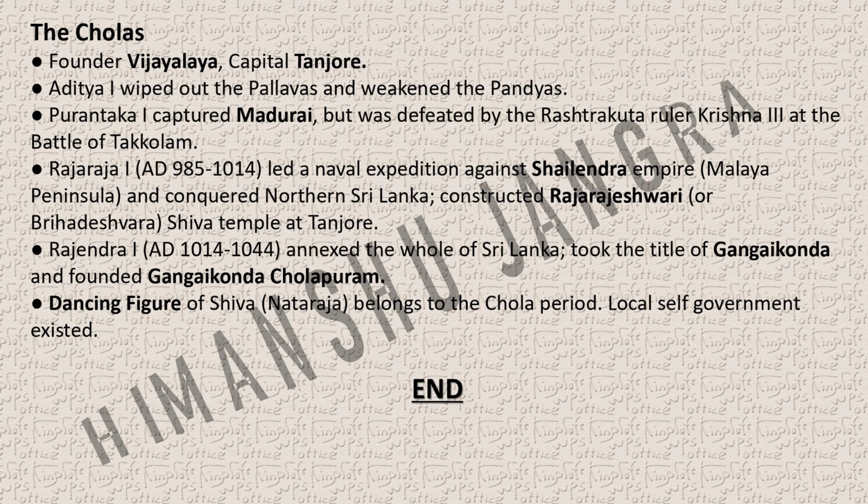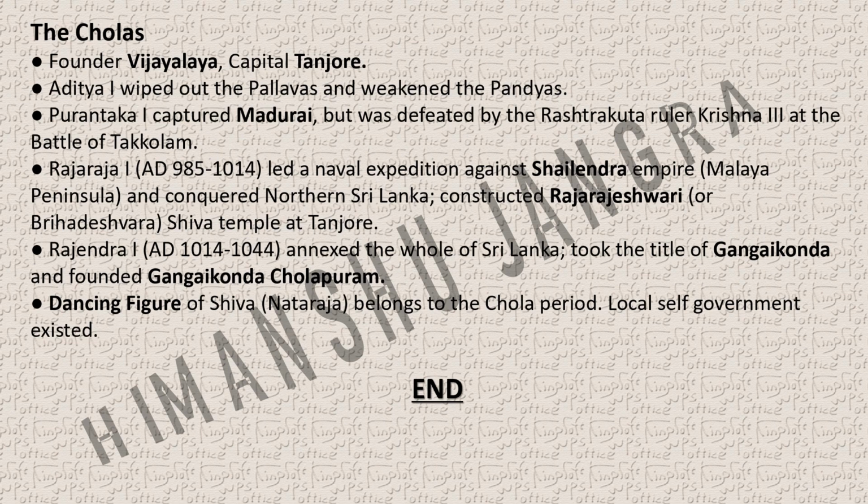The Cholas. Founder Vijayalaya, capital Tanjore. Aditya I wiped out the Pallavas and weakened the Pandyas. Parantaka I captured Madurai, but was defeated by the Rashtrakuta ruler Krishna III at the Battle of Takkolam.